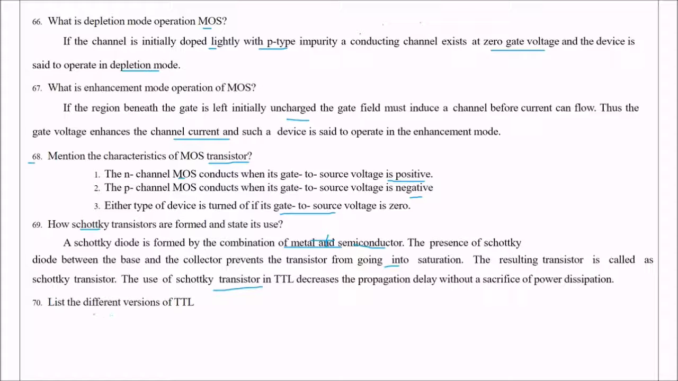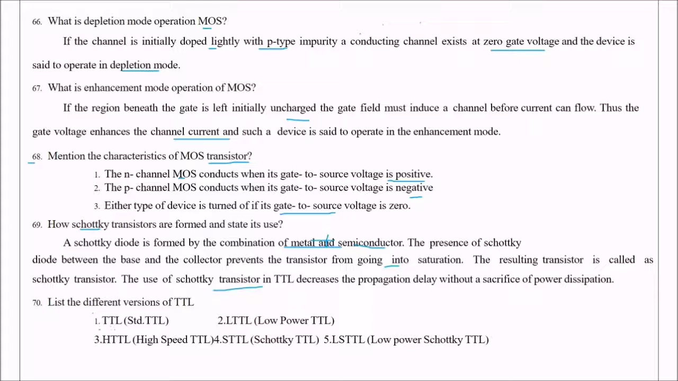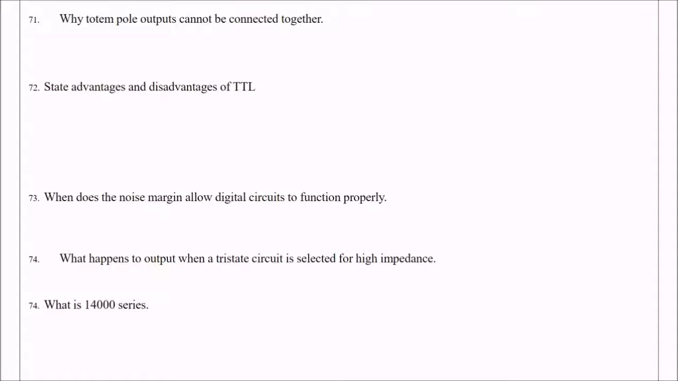Different versions of TTL. This we have seen already: TTL, that is standard TTL; LTTL, lower power TTL; HTTL, that is high speed TTL; STTL, that is Schottky TTL; and LSTTL, that is low power Schottky TTL.